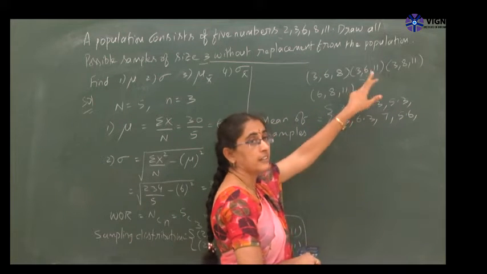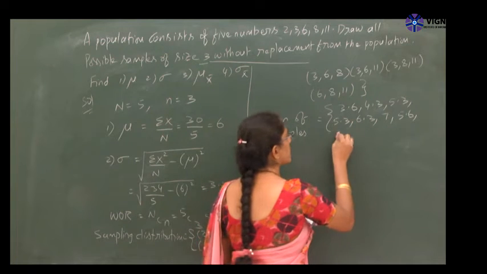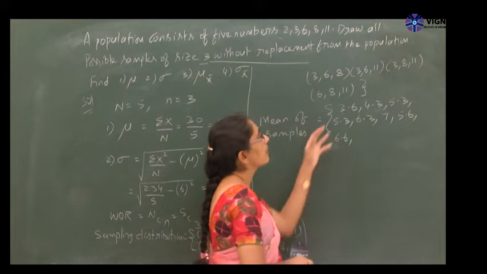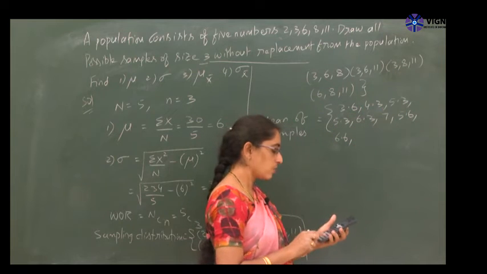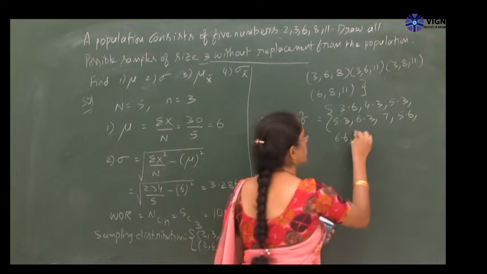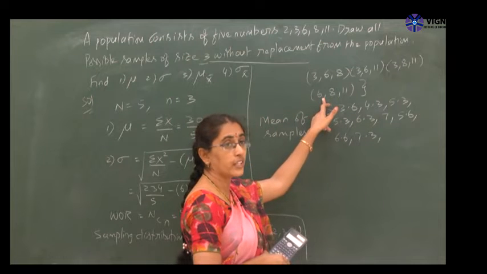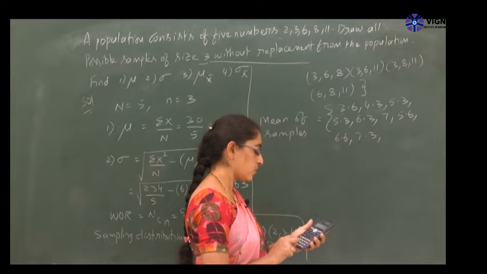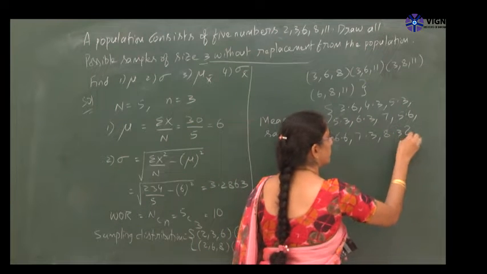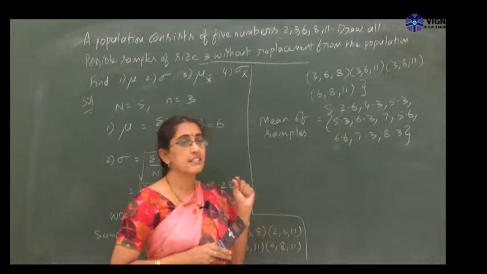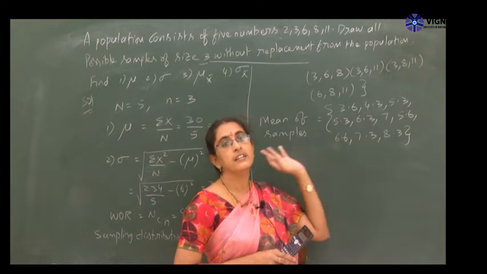6 plus 3, 9. 11 plus 9, 20. 20 by 3, 6.6. Then 8 plus 3, 11. 11 plus 11, 22. So 22 by 3, 7.3. And last one, 8 plus 6 is 14. 14 plus 11 is 25. 25 by 3 is 8.3 here. So we should get the 10 sample means. So 1, 2, 3, 4, 5, 6, 7, 8, 9, 10 here.